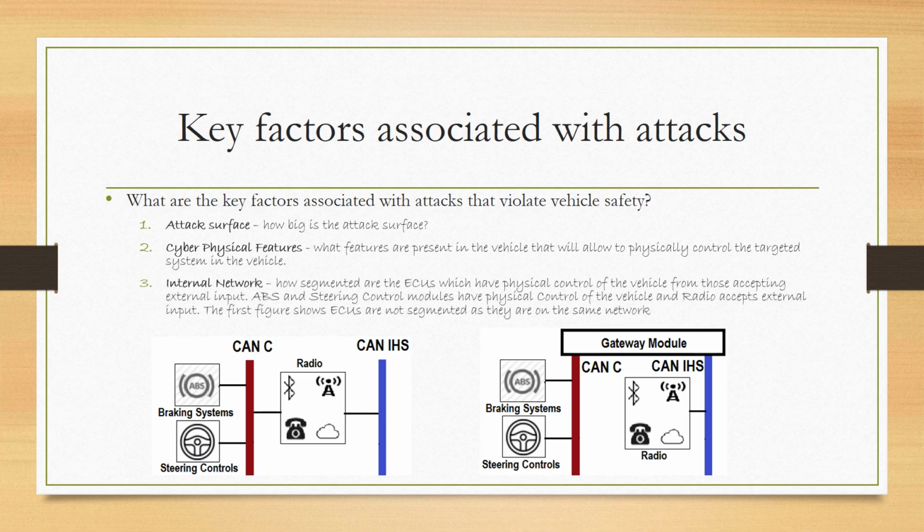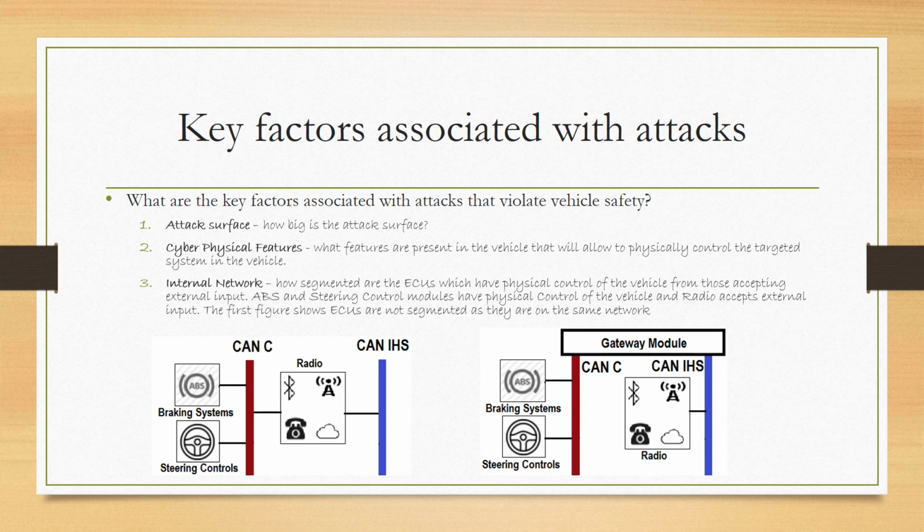The third factor is internal network. How segmented are the ECUs which have physical control of the vehicle from those accepting external input? In the figures below, ABS and steering control modules have physical control of the vehicle and radio accepts external input.